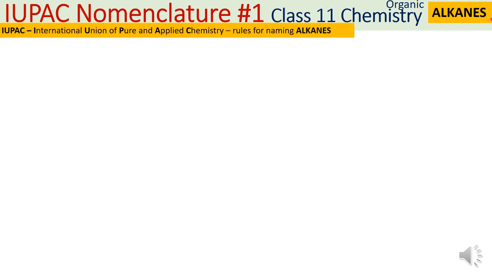Now, to name these compounds, that is alkanes, and organic compounds in general, IUPAC, that is the International Union of Pure and Applied Chemistry, has put forth certain rules for naming all the organic compounds. This is the body which looks after the rules and regulations to name the compounds, right? The naming is done with the help of these IUPAC guidelines. Now, let us see what the guidelines are.